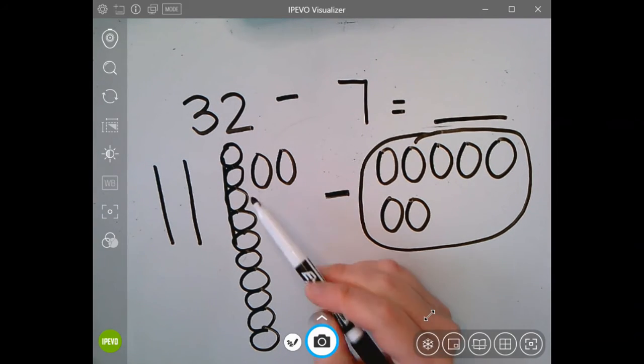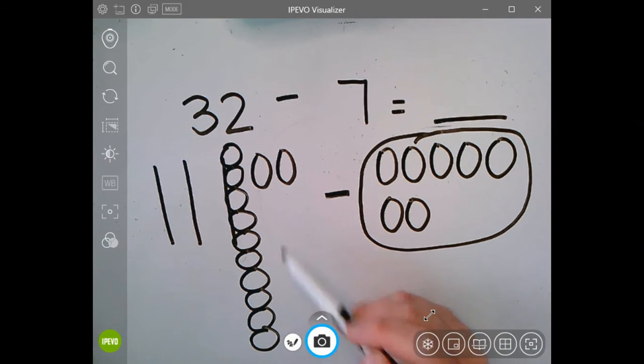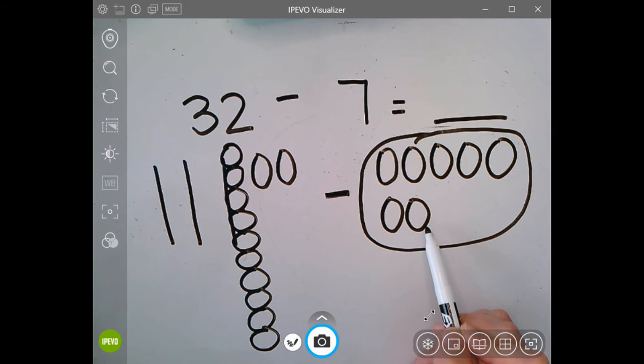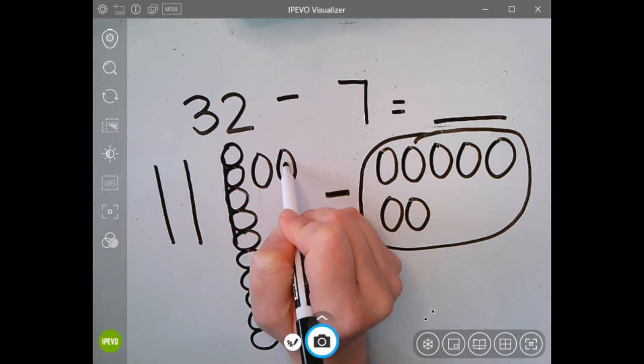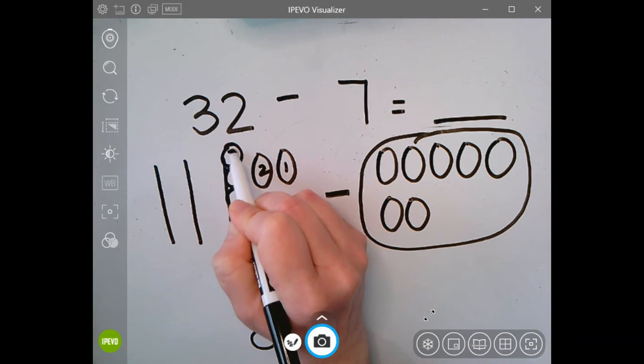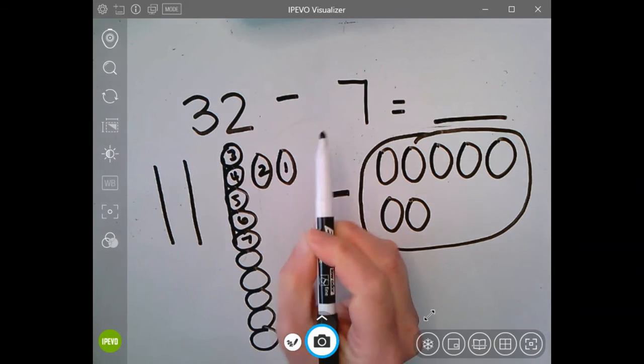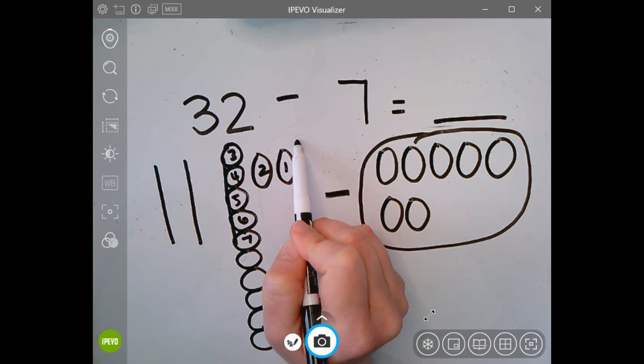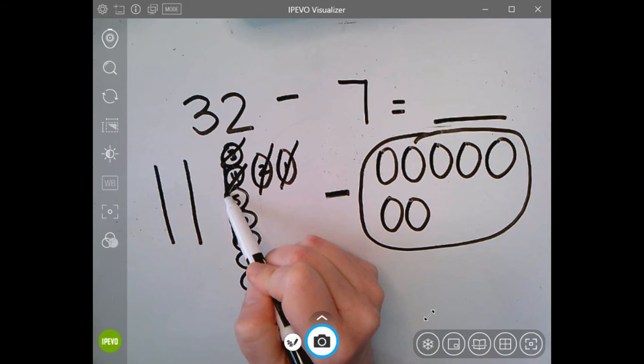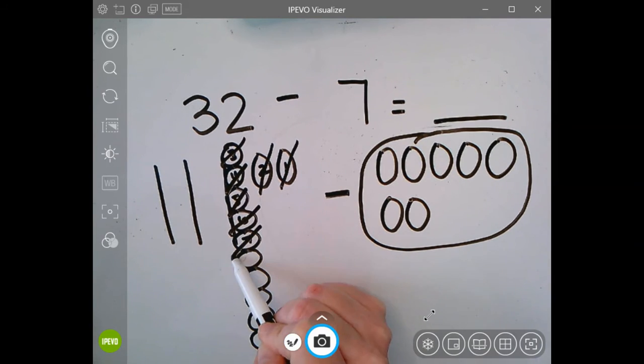So now if you look at all the circles we have, we can easily take away 7. And you can start anywhere. So I'm going to go ahead and count my 7. 1, 2, 3, 4, 5, 6, 7. And I can even just go ahead and cross them out. 1, 2, 3, 4, 5, 6, 7.